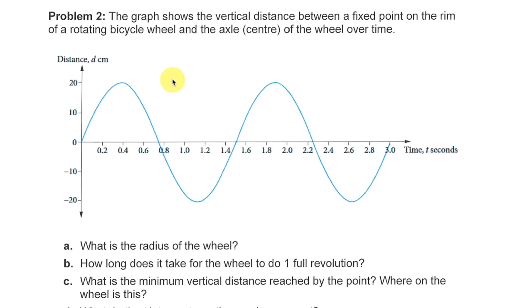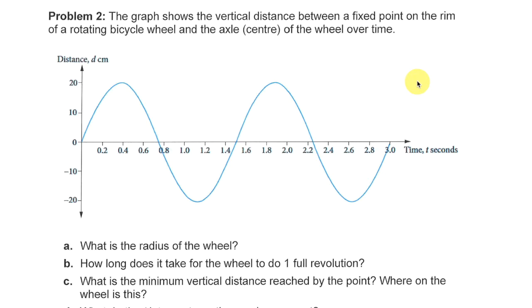What I want you to do right now is hit pause and thoroughly read through the question. Okay, looking at the graph now, you'll be able to see that we've got the distance, and that's in centimetres, and along this axis we've got time going by. What this question is about is a bicycle wheel.